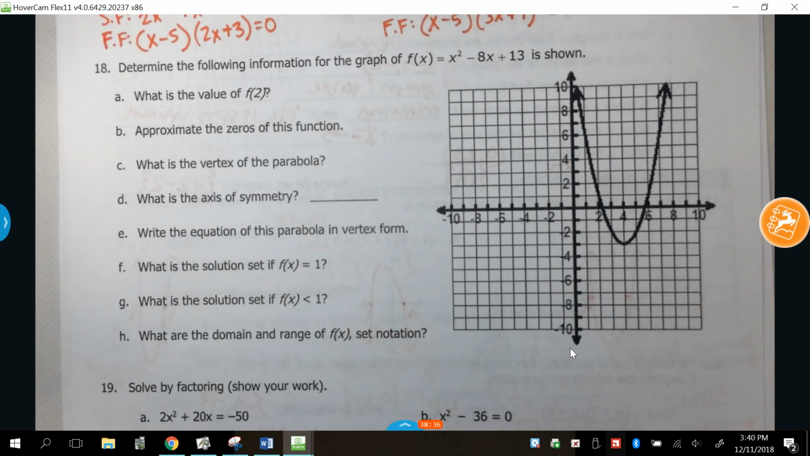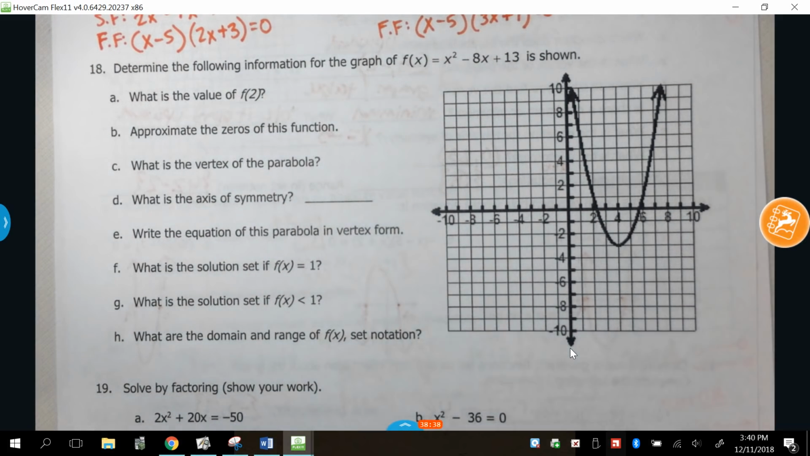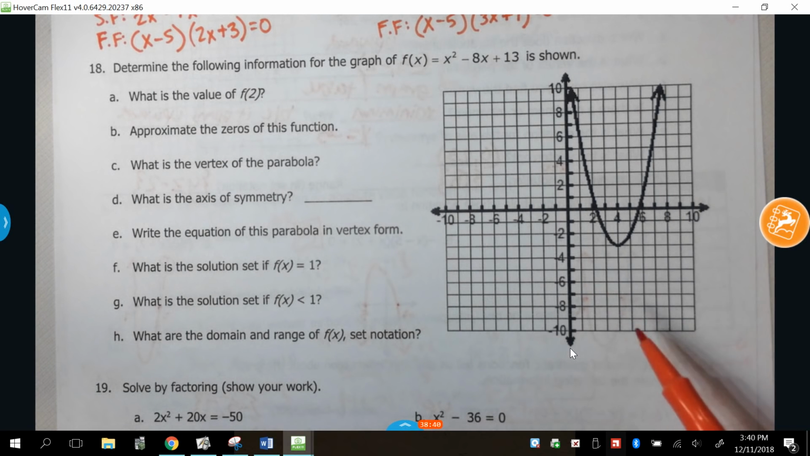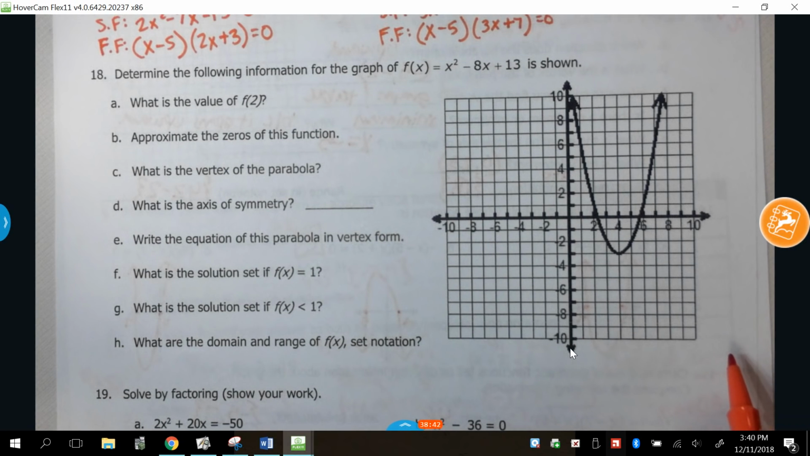Okay, number 18, it says determine the following information about this graph. So what is the value of f of 2?